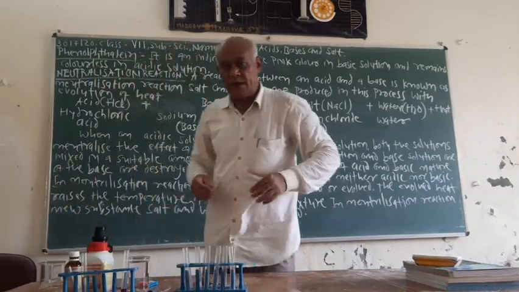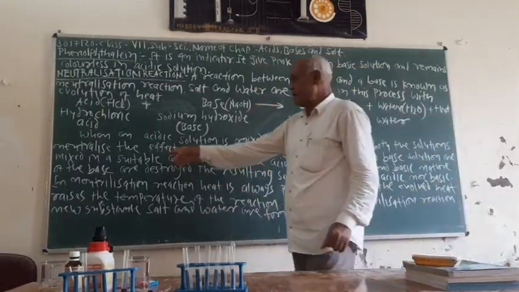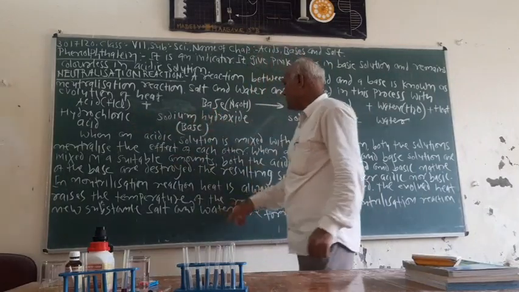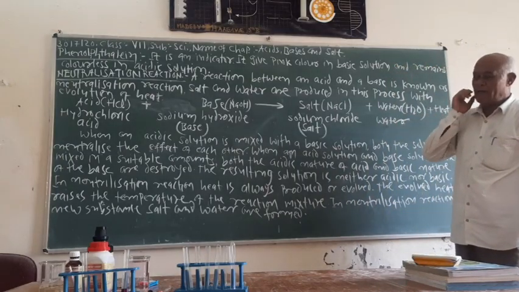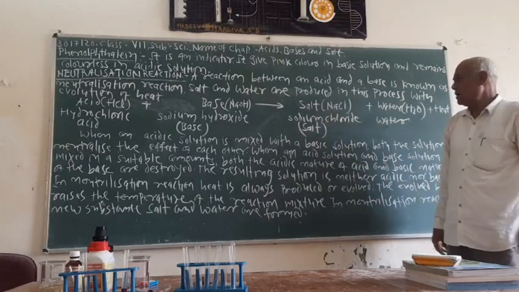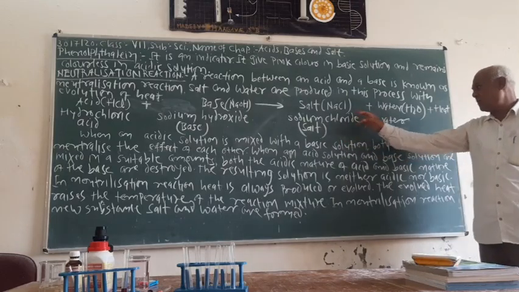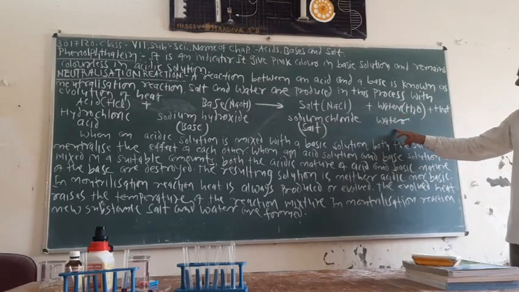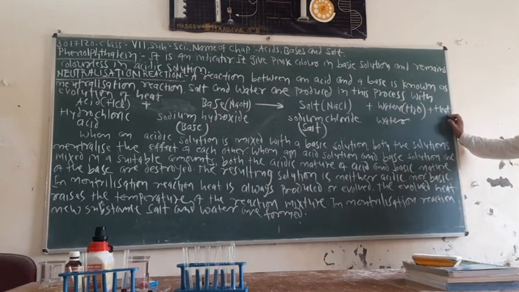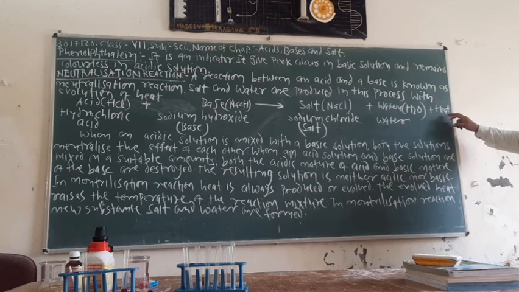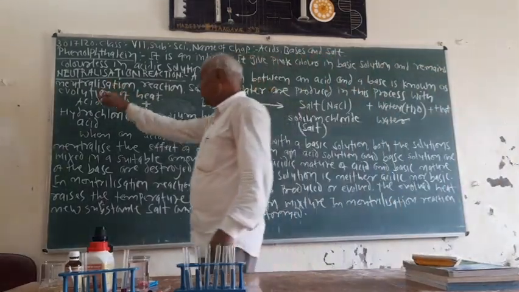Now we study what happens when an acid is mixed with a base. That is, hydrochloric acid mixed with a base, sodium hydroxide. So we mix an acidic solution and a base solution. The salt, sodium chloride, a new substance, is formed with water. Water is also formed, and heat is also evolved during this reaction, raising the temperature of the reaction mixture. This reaction is called a neutralization reaction.